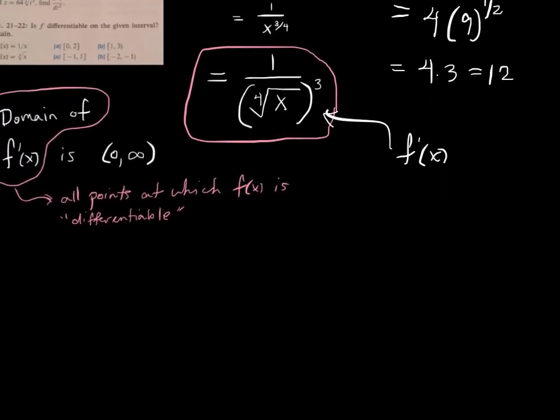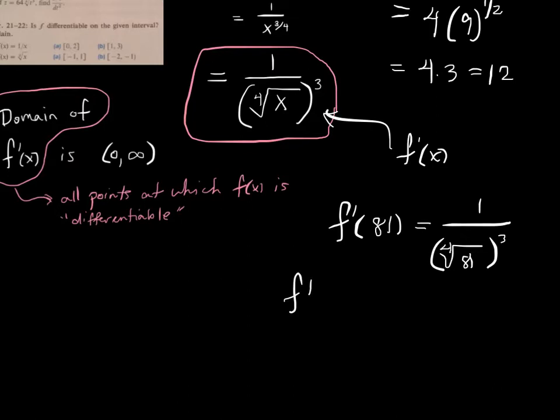Now we need a slope. To get our slope, we need f prime of 81, which is 1 over the 4th root of 81 cubed. We just did the 4th root of 81. It was 3, right? We did it by taking square roots twice. So f prime of 81 is 1 over 3 cubed, also known as 1 over 27. That's going to be our m tangent.